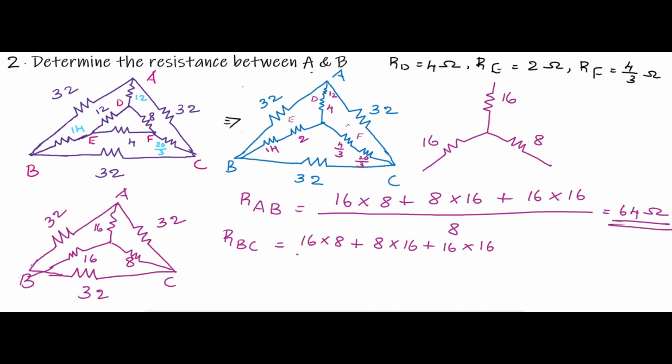Similarly, RBC also you have to take the same numerator: 16 into 8 plus 8 into 16 plus 16 multiplied by 16, all divided by, for B and C you have to take A. A is 16. So you have to divide it by 16. Here you will be getting the result as 32 ohm.